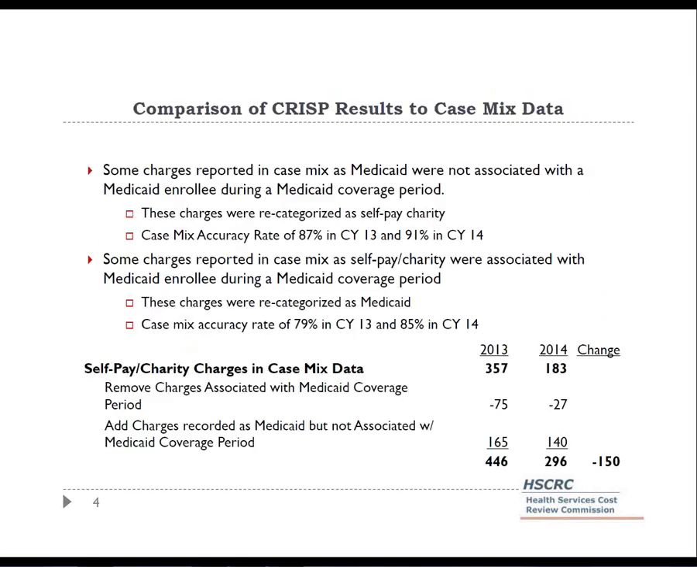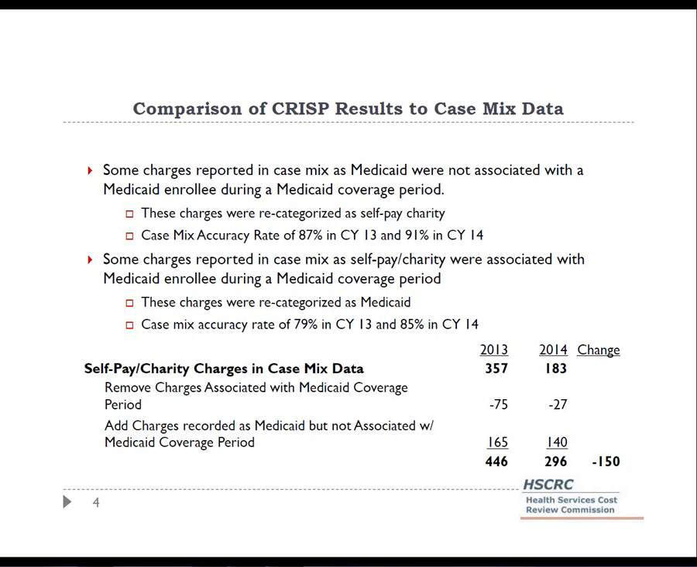The next slide shows you kind of what we did with the analysis. If you look at the chart down at the bottom, we took what was identified in our data as self-pay charity. And again, this is January through June of 2013 and 2014. So that's what was in our data: 357 million of charges in 2013, 183 million in 2014.